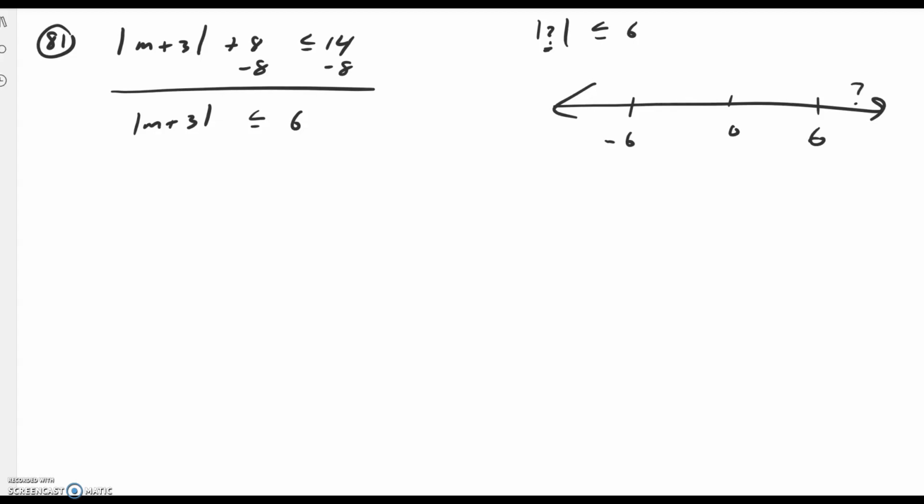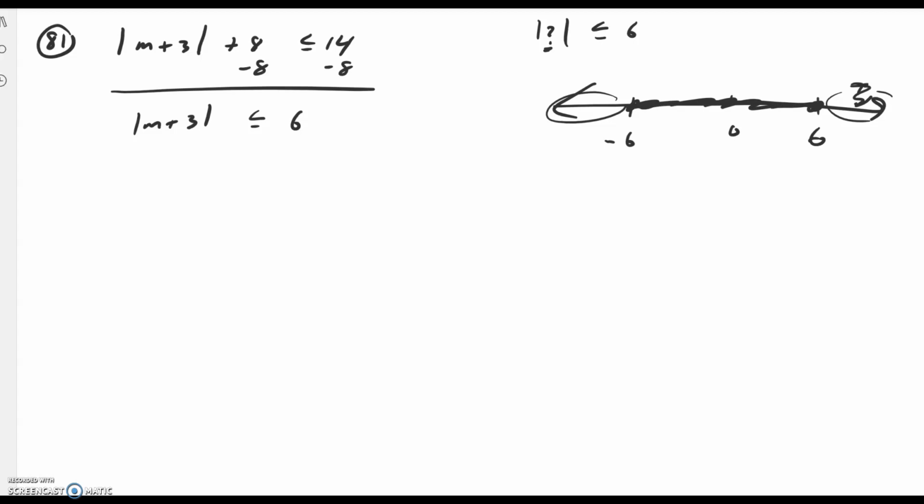For instance, can we put it out here to the right of 6? And the answer is no, because it'll be something like 7 or 8 or 9. And the absolute value of 7, 8, or 9 is not less than or equal to 6. So the question mark can't be out there. And it similarly can't be out here. In fact, the question mark has to be in here. That's where it has to be.